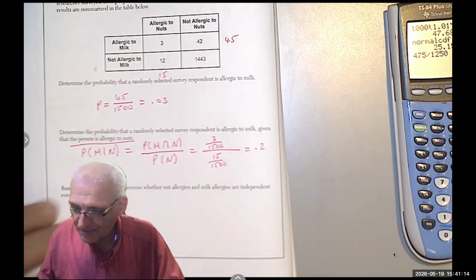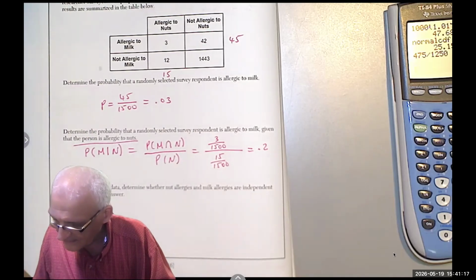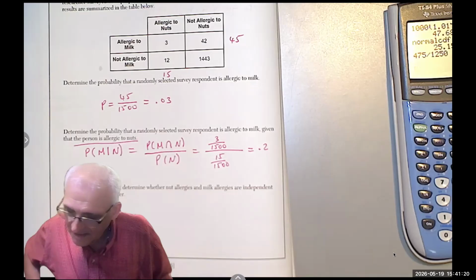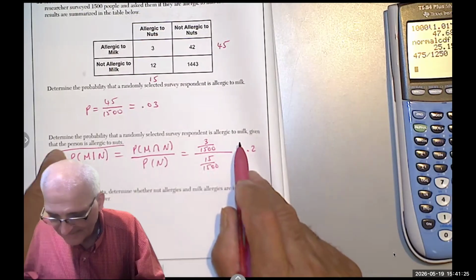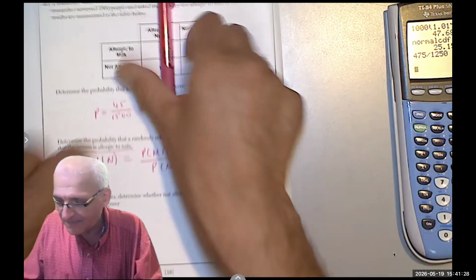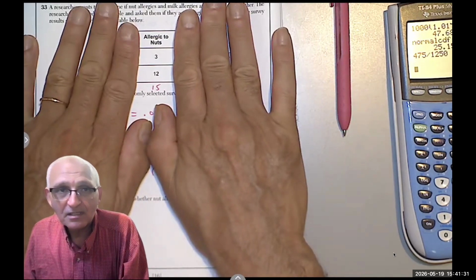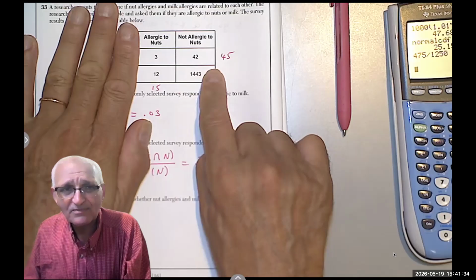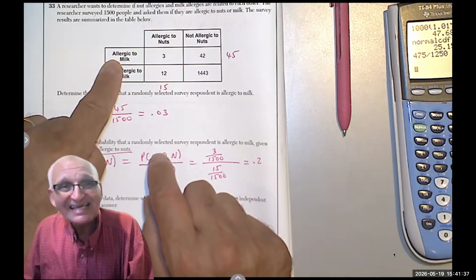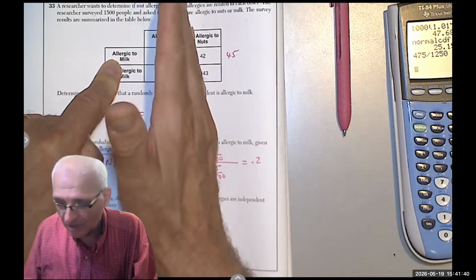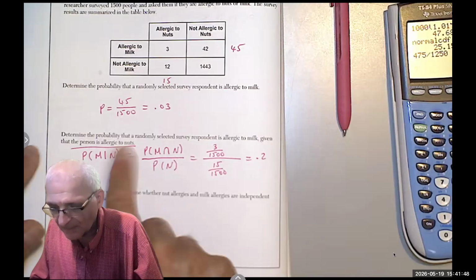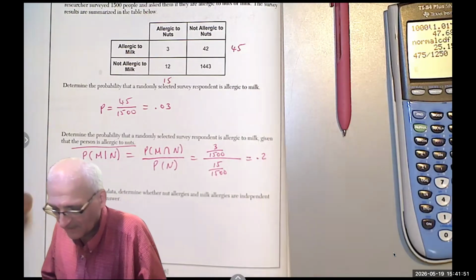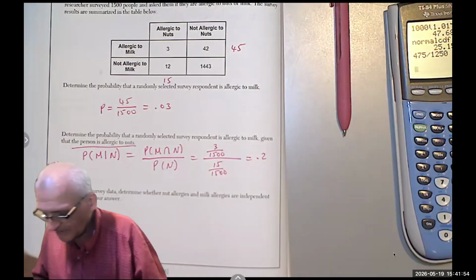It's 0.2, a 20% chance. If I'm just looking at those who are allergic to nuts, because they tell you the person is allergic to nuts, it's like my population is only 15. These people are not allergic to nuts. So I'm saying, what is the probability that you are allergic to milk, given that, meaning I know that you are allergic to nuts. So out of 15, I have 3. So 3 over 15 is 0.2. It's common sense, right? I thought they wanted the number, so that's why I said you will multiply by 1500 at the end, but I'm sorry, I misread the thing.